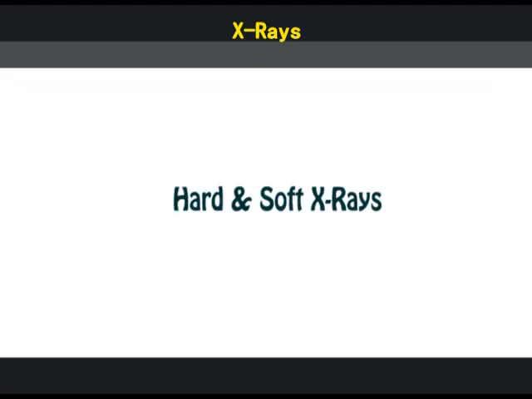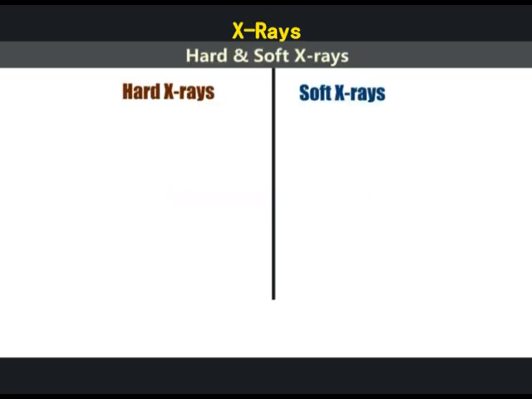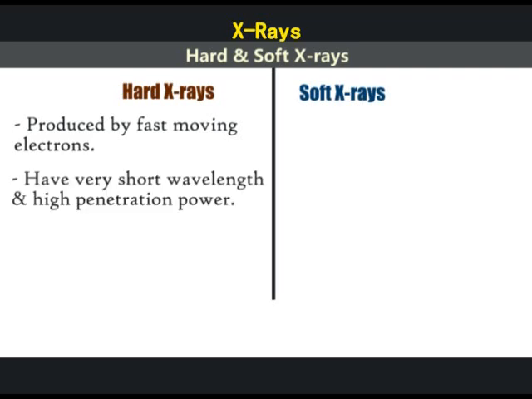Next, we talk about hard and soft X-rays. Now there are two types of X-rays, namely hard and soft. Hard X-rays are produced by fast-moving electrons as a result of high accelerating potential difference. They have very short wavelength and thus high penetration power. They can penetrate flesh but are absorbed by bones.